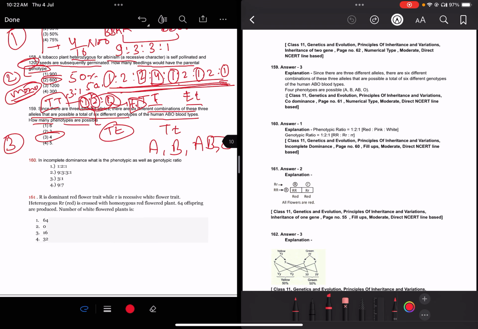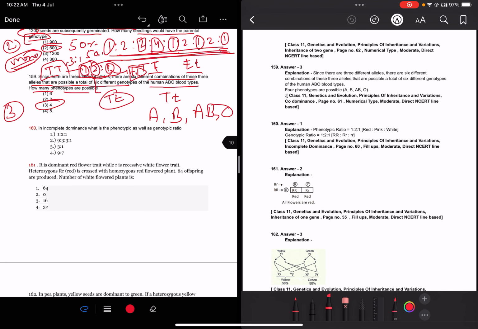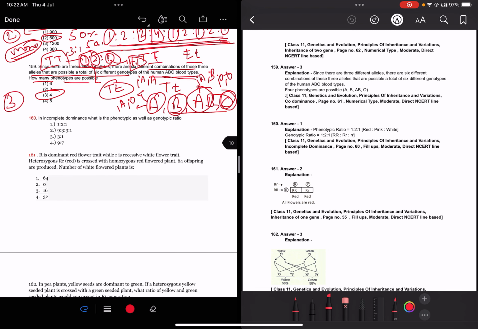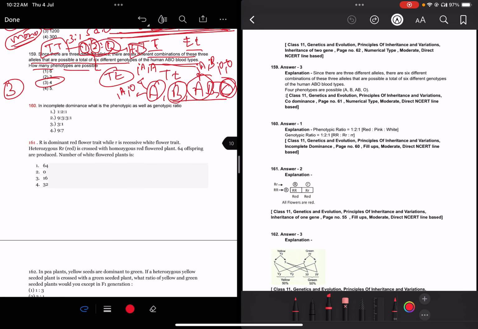If you do it through genetics also, the A blood group is possible as either IAIA or IAIO, so each has two types. The O group has only one type, IOIO, and the AB group has only one type, IAIB. So total six different genotypes, but only four possible phenotypes.